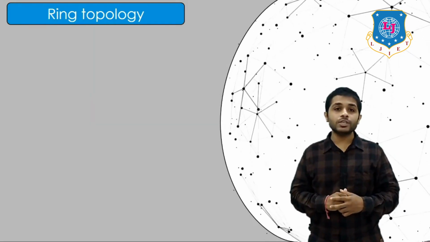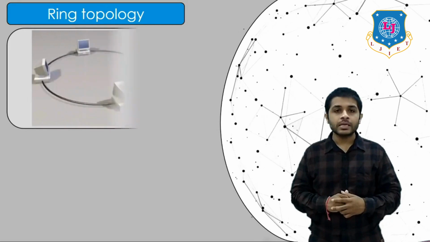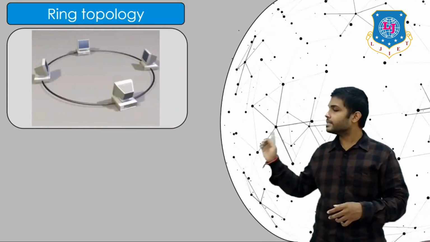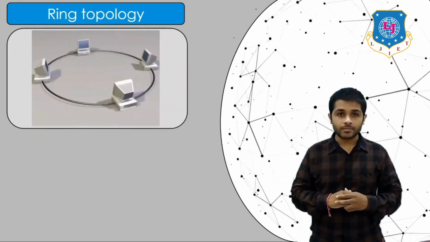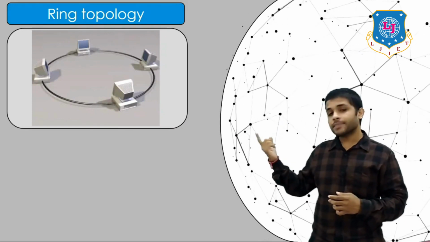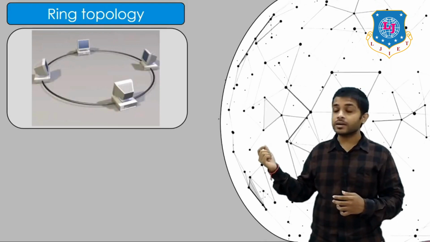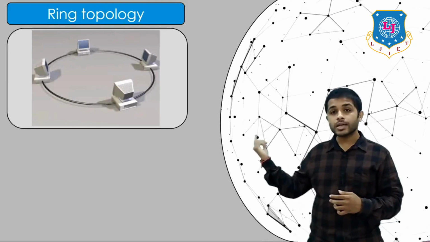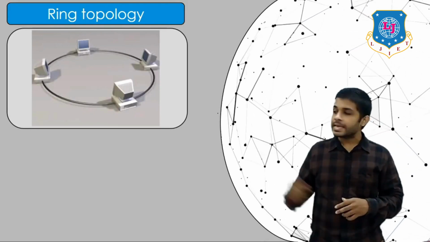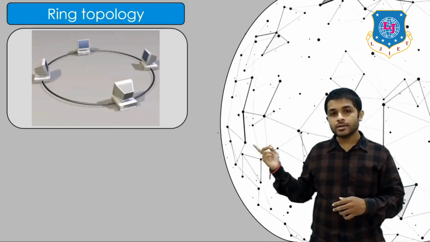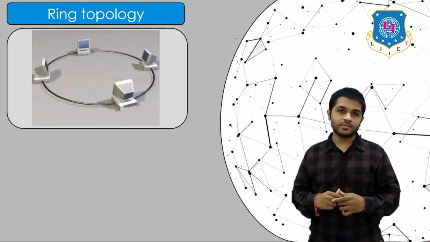The next topology is called ring topology. In the ring topology, all the devices are connected in the form of a ring. The communication can be clockwise or anti-clockwise. It means one PC can send data to another PC in the clockwise or anti-clockwise manner. If one link is broken, then data can be sent another way.